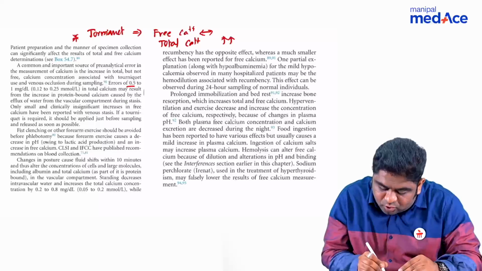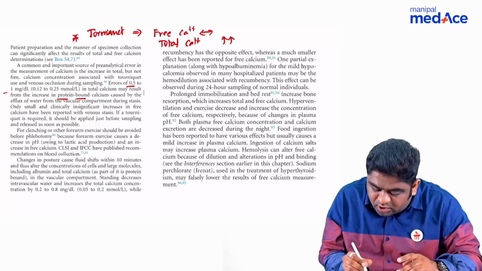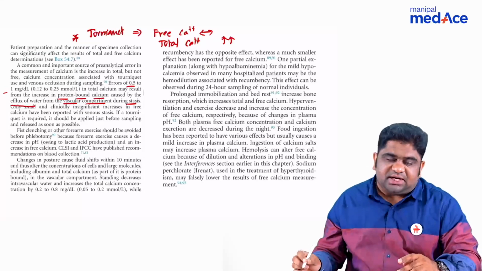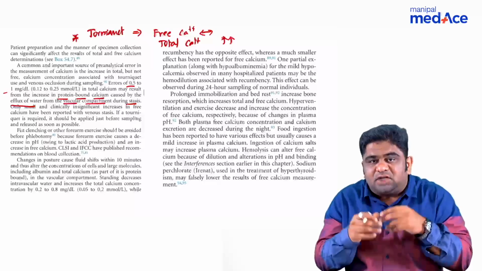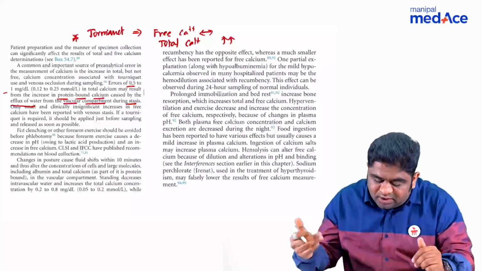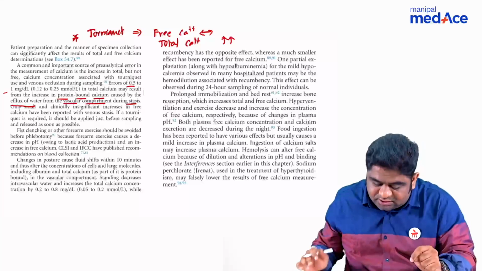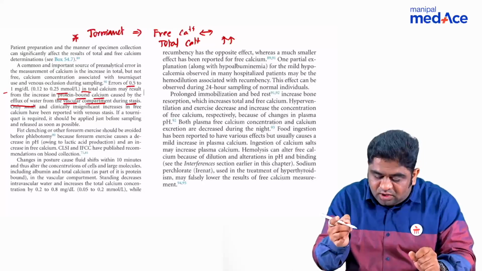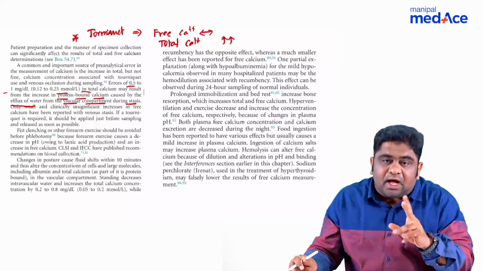Errors of 0.5 to 1 milligram per deciliter in total calcium may result from the increase in protein-bound calcium caused by the efflux of water from the vascular compartment during stasis. You tie up the vein very tightly, because of which blood accumulates in the very thin-walled blood vessels, so you will see efflux of water happening. And when the efflux of water happens, protein concentration may increase, because of which the calcium will start binding to the protein.